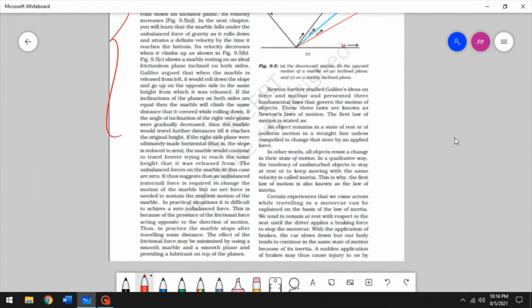So Newton studied Galileo's ideas on force and motion, and he presented the three fundamental laws that are known as Newton's laws of motion. So the first law, Newton's first law, states that an object remains in a state of rest or of uniform motion in a straight line unless compelled to change that by an applied force. So this is one way to say it.